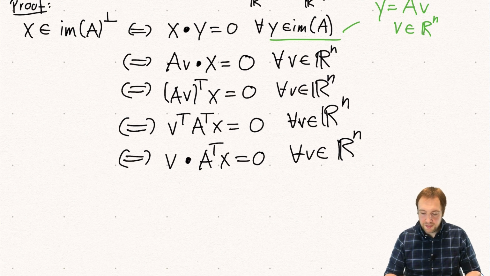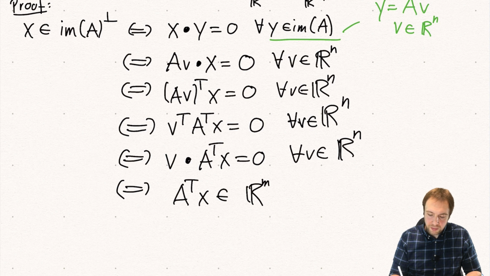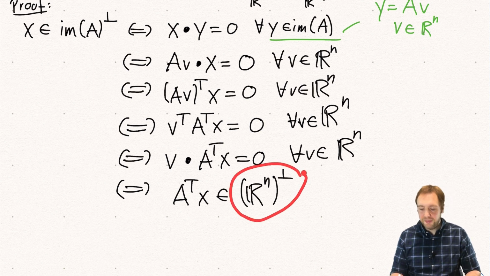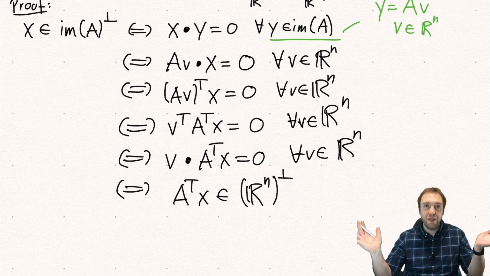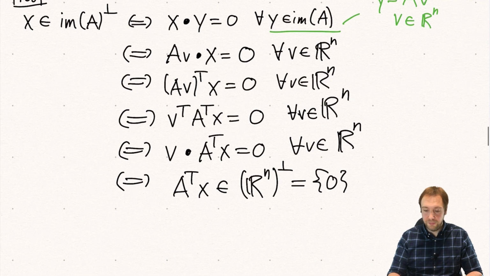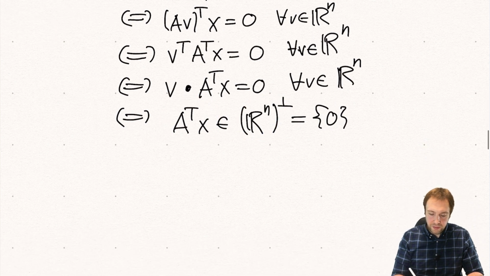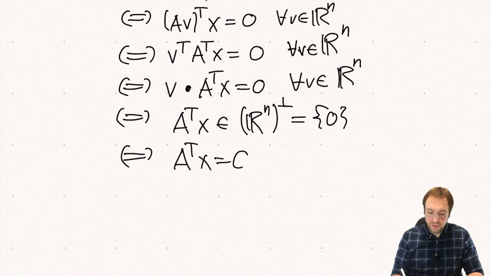So now the statement is that this vector here, A transpose times x, is orthogonal to all vectors in Rn. So this means that A transpose x is in the orthogonal complement of Rn. But what is this? Which vectors are orthogonal to everything? Well, there's just one vector, namely the zero vector. So this here is just the space containing the zero vector, and therefore, if this is inside the space, the only possible way is when this is 0. So therefore, A transpose x equals 0, and this is the definition of x being in the kernel of A transpose.